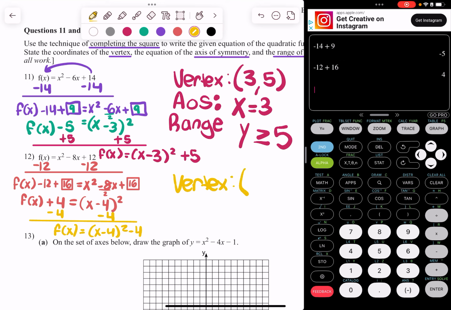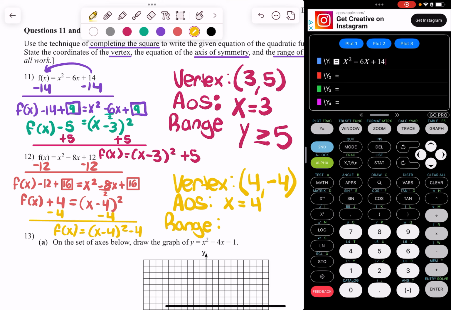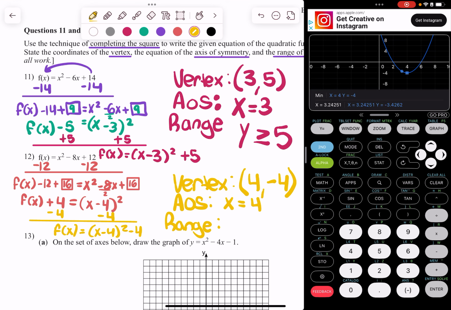Vertex, we do the opposite of the number in parentheses, so it would be a positive 4, comma, keep the number on the outside the same, negative 4. Now our axis of symmetry is always x equals whatever the x number of your vertex is, so x equals 4. And your range, let's type in the original problem or the new one that you found, it doesn't matter. X squared minus 8x plus 12. This is a picture of it. My graph obviously goes up, so it would be y is greater than or equal to. Let's look at our lowest point. Our lowest point would be that negative 4 of the vertex, because that's our minimum point. So y is any point greater than or equal to negative 4.